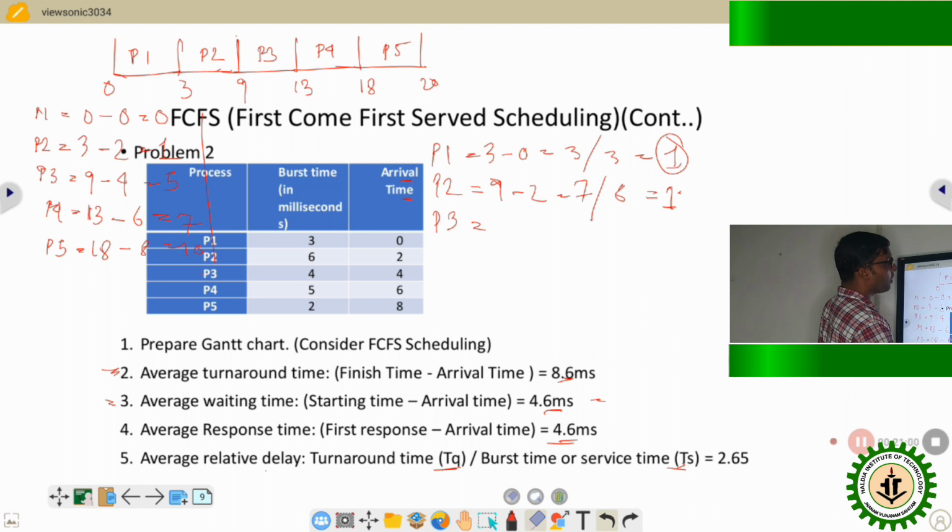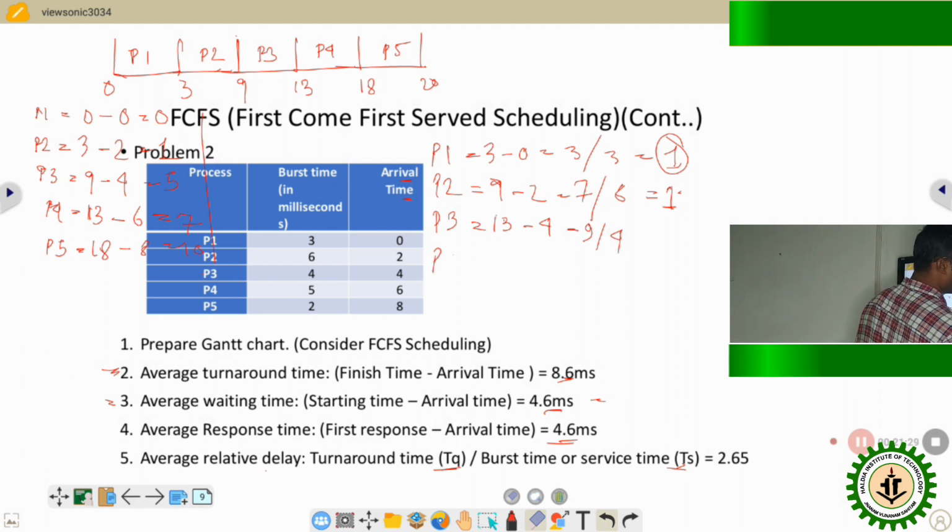For process P3, finish time is 13 minus arrival time. P3's arrival time was 4. 9 divided by P3. How much is P3? P3 is 4.